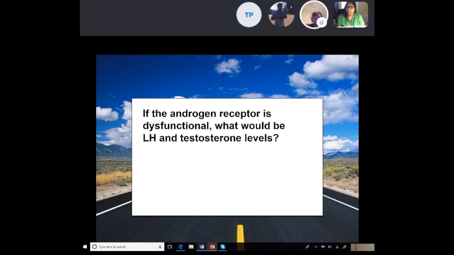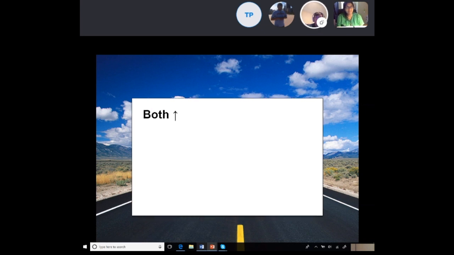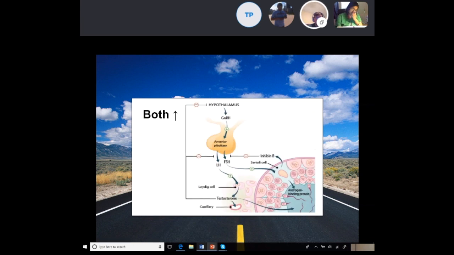Okay. If the androgen receptor is dysfunctional, what would the levels of LH and testosterone be? Increased for both. Yes, both increased. And we just went over why it doesn't make sense.